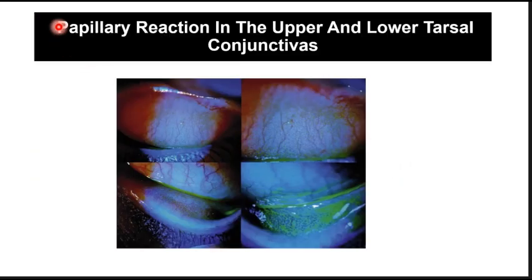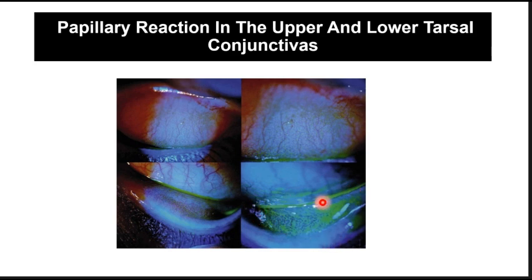Alright, so you will also have papillary reaction. I really don't have a good picture of papillae, but you can see these mild dot-like structures here in the tarsal conjunctiva, which are basically papillae. So you can do a staining of the papillae and look for the uptake of the stain.